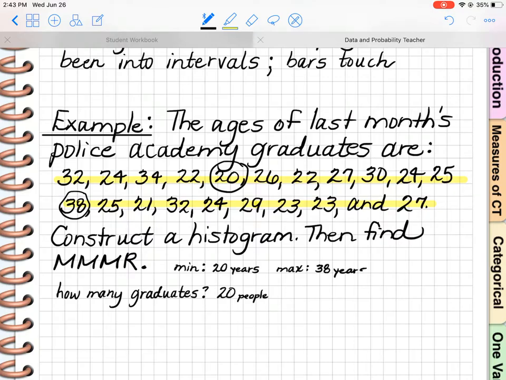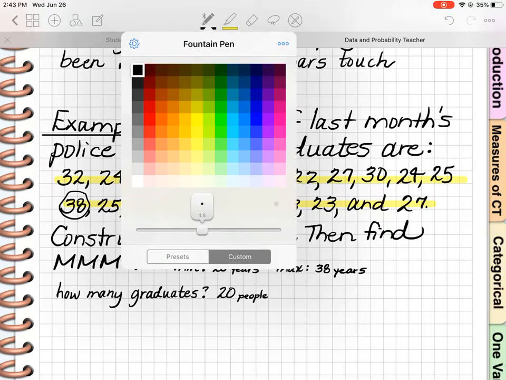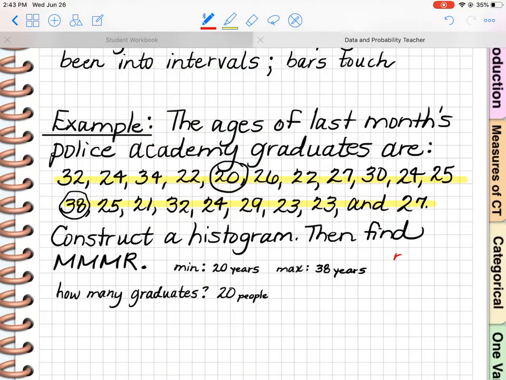So we can go ahead and find the range of ages, and this will help me know how to split up my intervals. So remember, range is the maximum minus the minimum. So these folks range in age from 20 to 38, or 18 years difference. That's a pretty big range, especially for a graduating class. Usually you think of a graduating class as all about the same age. But in this particular case, there's a pretty big range on their ages.